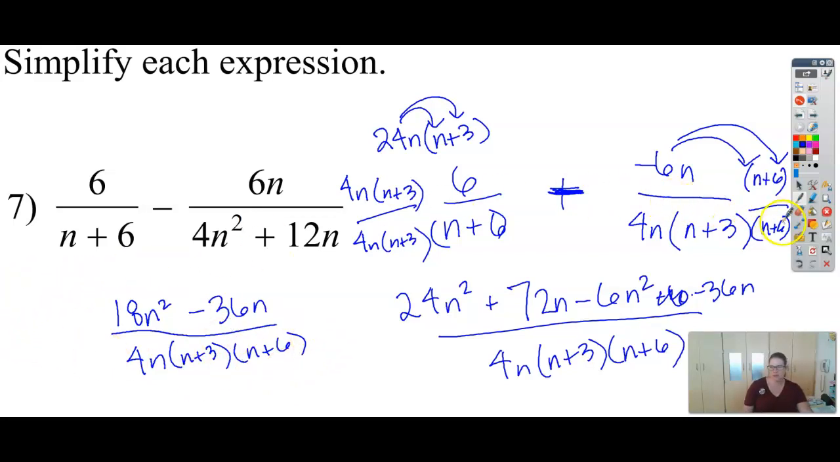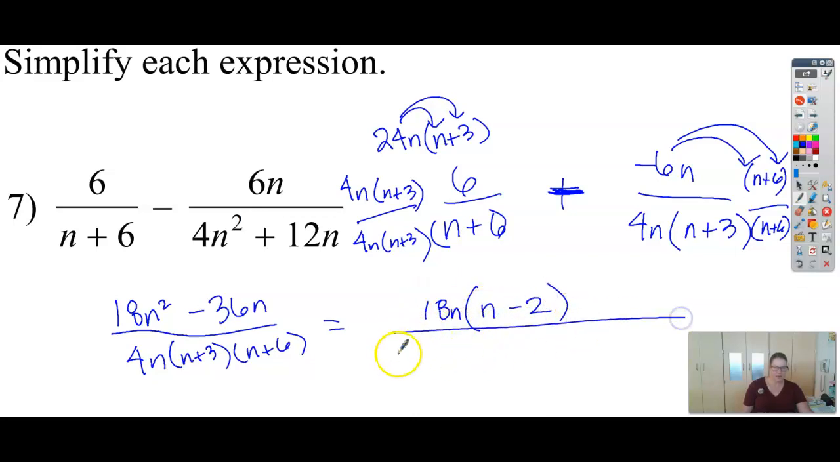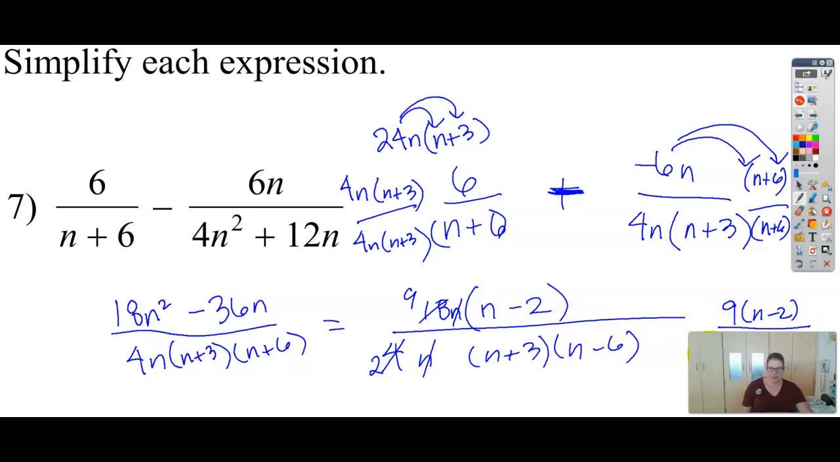I'm running out of space here, so maybe I'll erase this part over here. So now we're going to go ahead and pull out the greatest common factor. We're just trying to simplify now as much as we can. I can go ahead and pull out that full 18n, and that will leave me with n minus 2. Okay, so still none of my pluses or minuses here are going to cancel out, but the n right there will cancel with that one, and these are both divisible by 2, so this is going to become 9 over 2. So 9 times n minus 2 left on the top, 2 times n plus 3 times n plus 6 on the bottom.